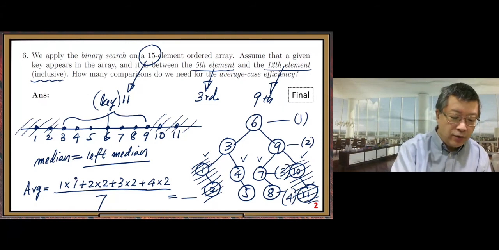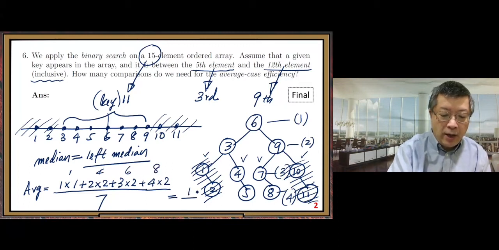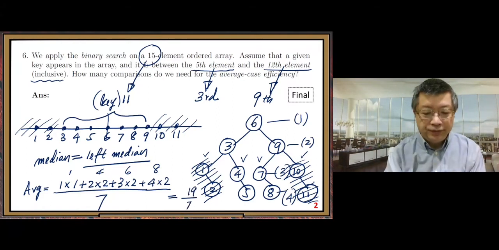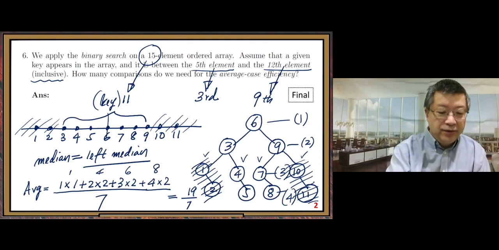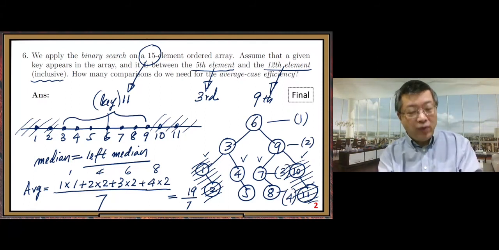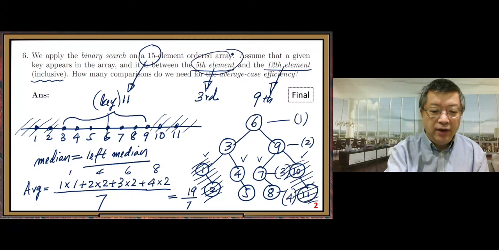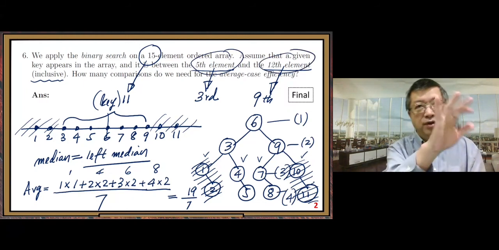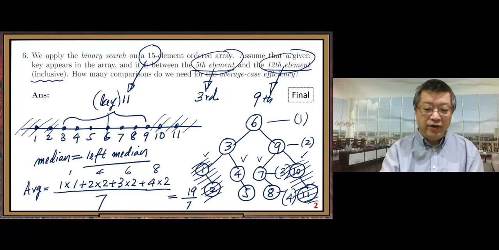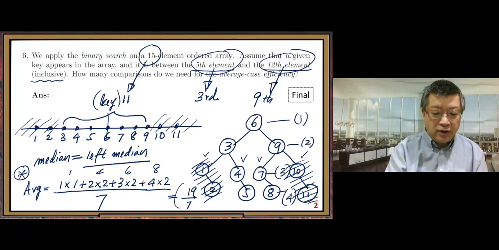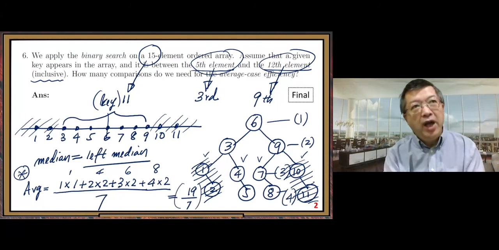So what's that? 1, 4, 6, 8, right? So 19. 19 over 7. The answer. You use this method, this procedure. You work on 15 elements and 2 ends using those 2 numbers. Draw the tree, write this formula, get the answer. So that's the way you need to do it.